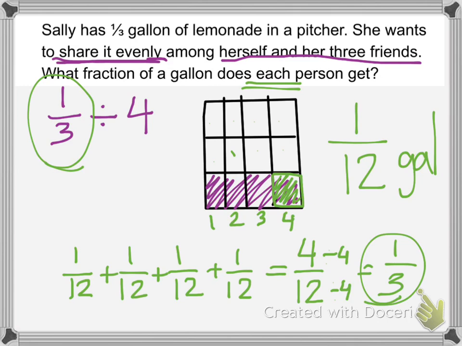So how much does each friend get? Each friend gets 1/12, which is the answer to 1/3 split into 4 groups.